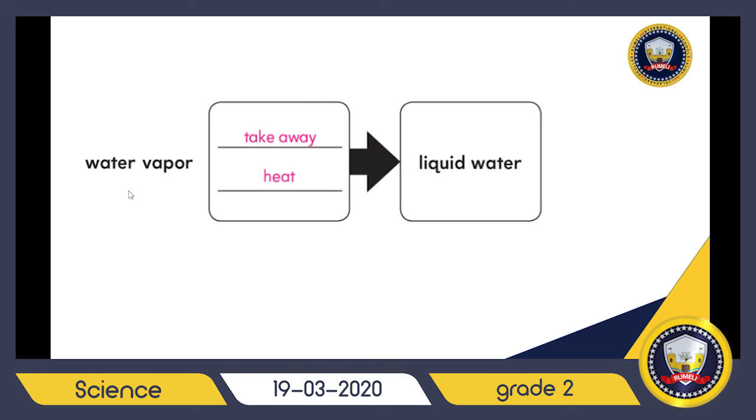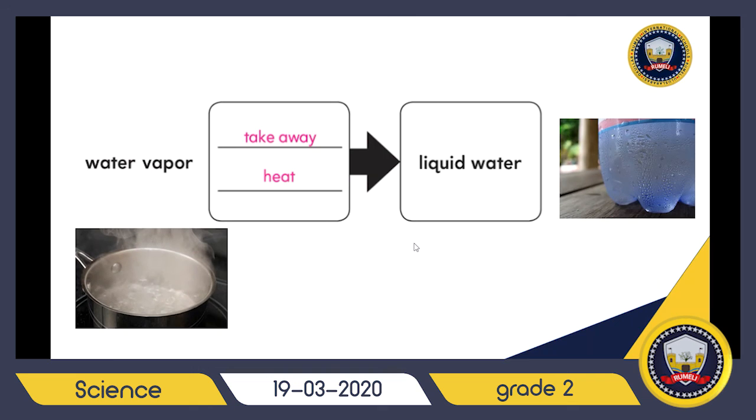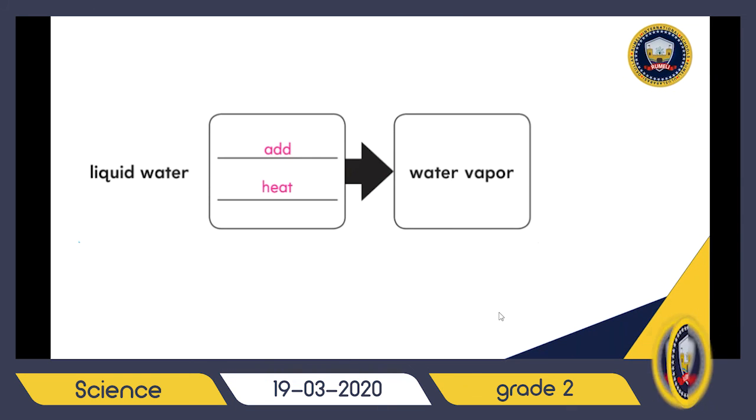When we have water vapor and we want water vapor to turn to liquid water, what should we do? Yeah, take away heat. So when we take away heat, it means water vapor turns to liquid water. Okay, like this photo, see, it's for water vapor, and taking away heat turns water vapor to liquid water, like this picture you see on the right. Okay, let's see the next one.